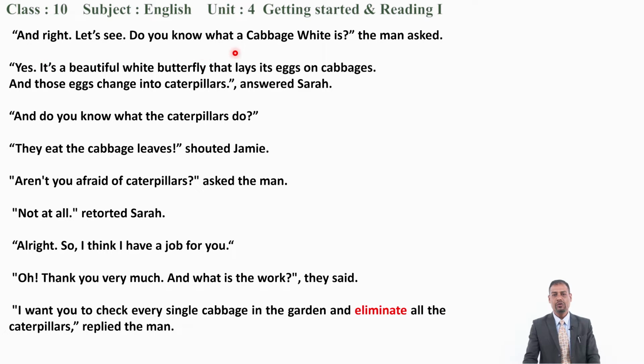Let's see. Do you know what a cabbage white is? Now you have to be very careful so you can get the meaning of the title here. Do you know what a cabbage white is? The man asked. And yes, it's a beautiful white butterfly that lays its eggs on cabbages. And those eggs change into caterpillars, answered Sarah. See, the sister, Sarah, who was elder than Jamie, replied when the man asked her what a cabbage white is.